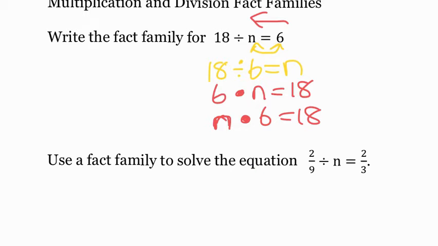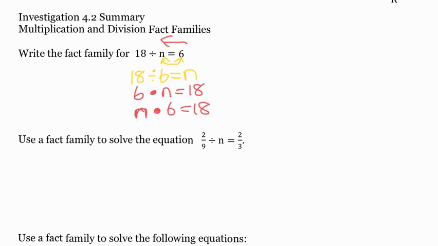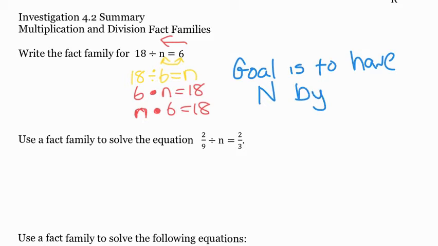Let's write that. So we want our goal, let's write in blue. We want our goal to have n by itself. Goal, or the variable, in this case it's n. Goal is to have n, or the variable, by itself. Okay, so the goal is to have n, the variable, by itself.